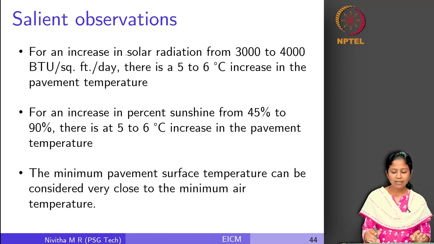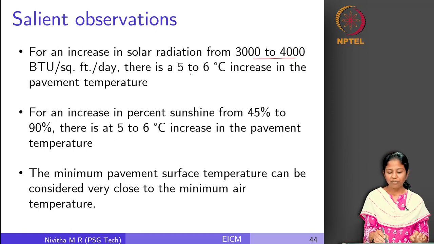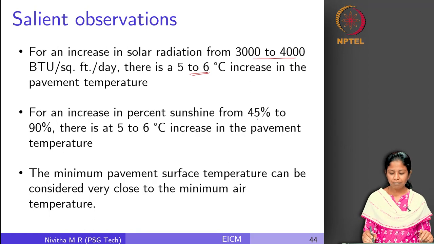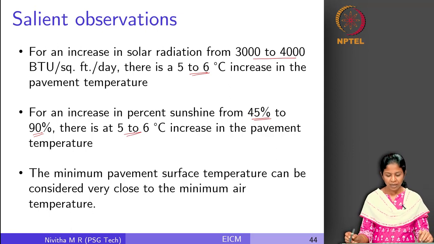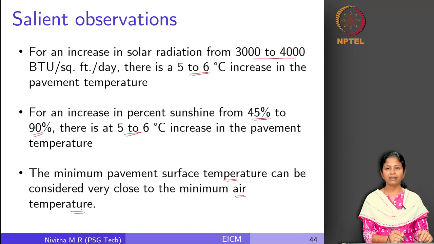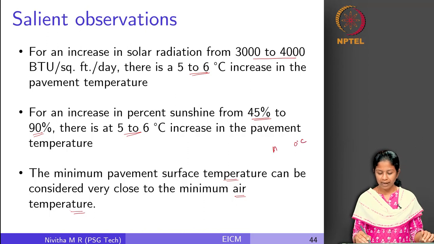And also, for an increase in solar radiation from 3000 to 4000 British thermal units per square feet per day, there is about a 5 to 6 degree increase in pavement temperature. So the influence of solar radiation and the degree to which it correlates to air temperature, we had seen in the previous lecture through data from field and through models. And similarly, for an increase in percentage sunshine from 45% to 90%, there is about a 5 to 6 degree increase in pavement temperature. Also, the minimum pavement surface temperature can be considered to be very close to minimum air temperature. In a few other models also, we have seen that when the air temperature is zero, the pavement temperature will also be close to zero.